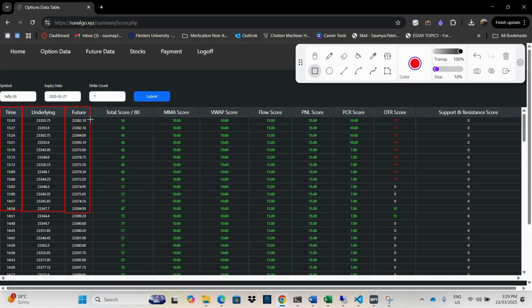Exactly. And even that relationship between spot and futures, like if futures are at a premium or a discount to spot, can offer a little hint about expectations. Subtle clues everywhere. Right. Then we hit total score 80. This is like the headline number, right? Mm-hmm. The overall score out of a possible 80 points derived from all the other columns. I'm kind of curious how they weight those scores, but they don't really dive into that level of detail.